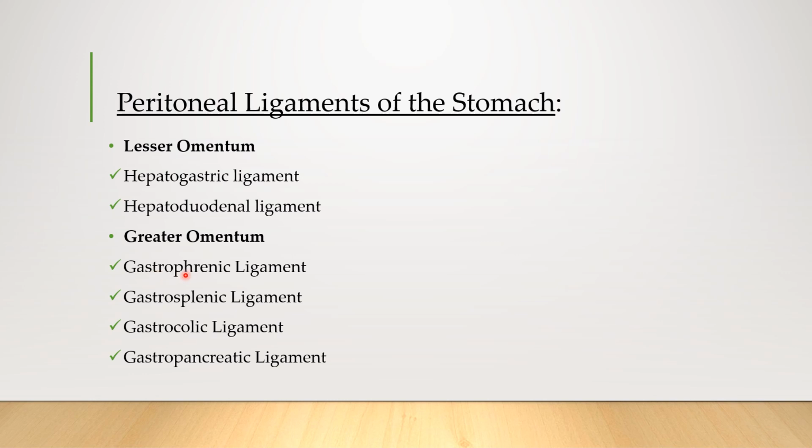The Gastrophrenic is connecting the stomach with the diaphragm. Gastrosplenic is connecting the stomach with the spleen. Gastrocolic is connecting the stomach with the transverse colon, and the Gastropancreatic is connecting the stomach with the pancreas. So we won't go into long detail of these ligaments, but we will localize these ligaments on the diagram in the next slide.